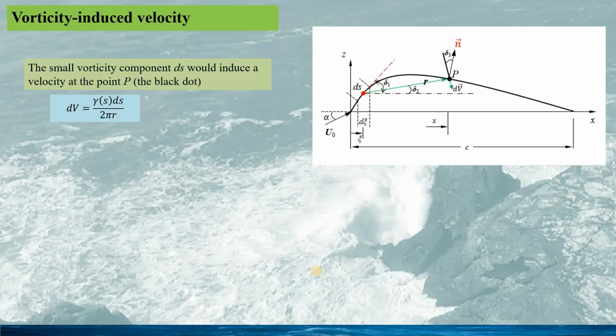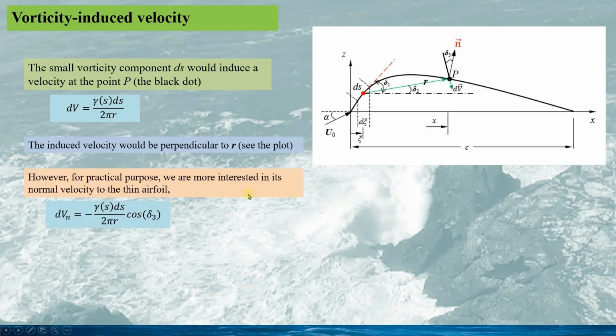In this slide, we will calculate the induced velocity due to the vorticity distributed on the camber line. For instance, the vorticity in the segment ds will create a velocity dV at the point P. So the magnitude of the dV is calculated by this formula. Here r is the distance between the vorticity segment and the target point P.